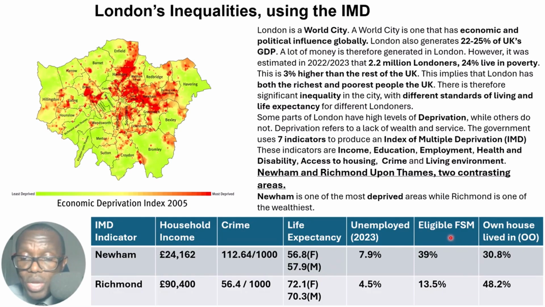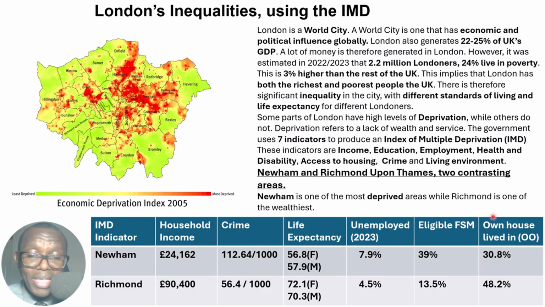Okay, and then we also have data for students that are eligible for free school meals. And we can see that in Newham, that number is quite high at 39%. And the number in Richmond is only 13.5%. Okay. And then the last indicator that I have put here is owner-occupied living, where people own the home that they actually live in. And in Newham, that figure is at 30.8%, and Richmond is at 48.2%.